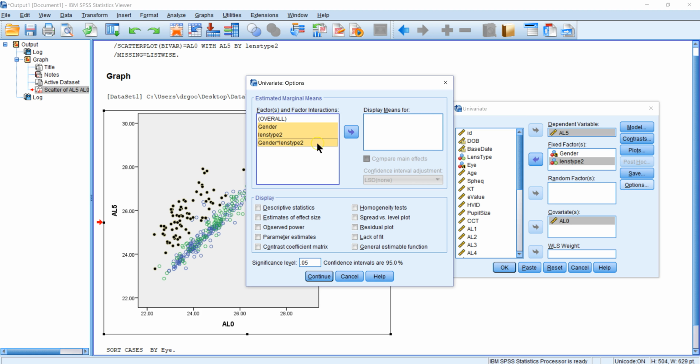Alright, now we go to options. We click on all 3 of these, send them over, compare our main effects. We can look at descriptive statistics. We want to look at the parameter estimates. Now, this is going to give us, in addition to our analysis of variance expected means, which are up here, the parameter estimates that let us calculate that. And that's what we're going to do for that.